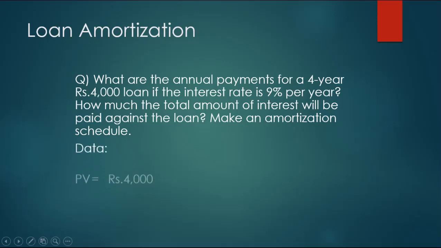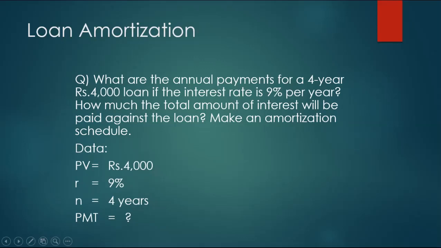we are going to extract the data. Since the amount of 4,000 is being taken at time 0, it will be considered as present value. As you are taking this amount today, and this amount will be paid in 4 annual payments, therefore this amount will be considered as present value.